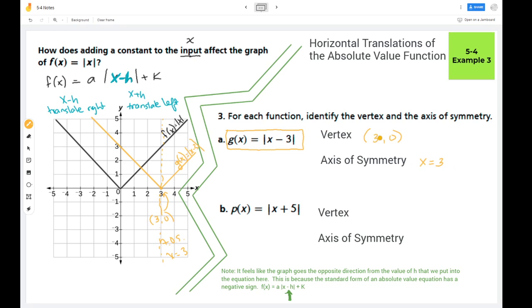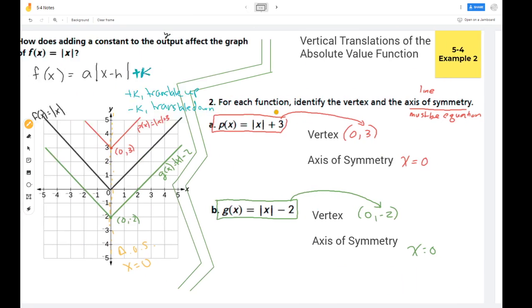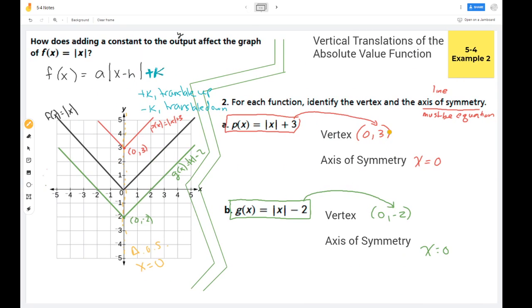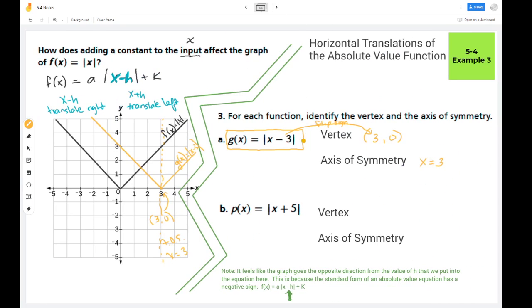And notice that that 3 for my vertex came from flipping the sign and then putting it in the x spot. So in our last video, we created the y value of the vertex from adding something outside of the equation, or outside the absolute value bar. Now we're creating the x value of the vertex by adding or subtracting inside the absolute value bar. And don't forget to flip the sign of it when you go to write it in there.